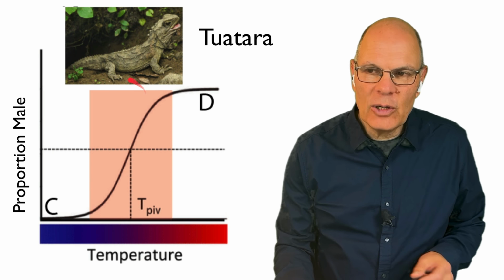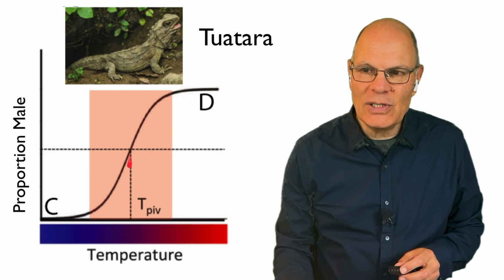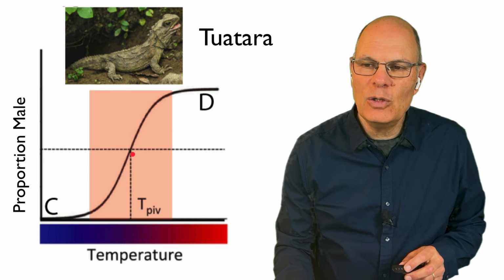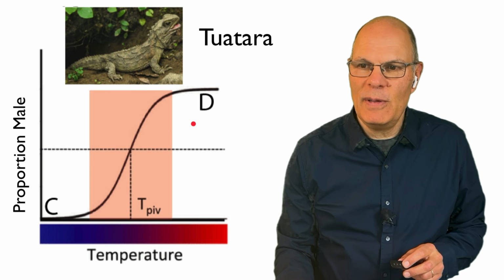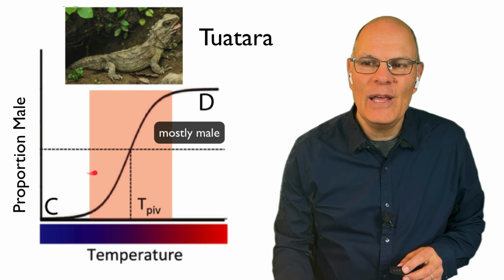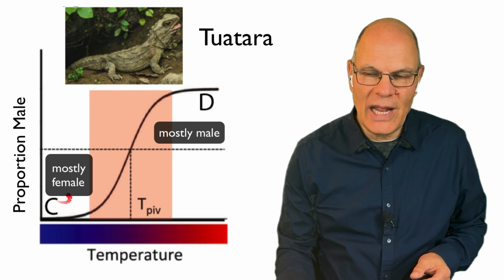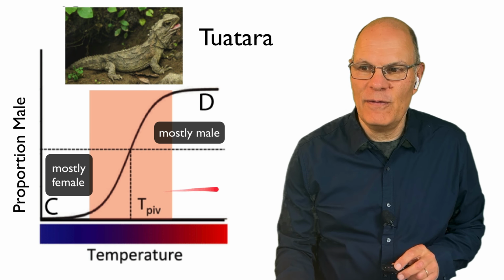In another kind of reptile called a tuatara, it's the opposite. So basically, if you develop above the pivot point, then you have a higher chance of being a male. If you're below the pivot point, then the proportion of males goes down. You have a higher chance of being a female.